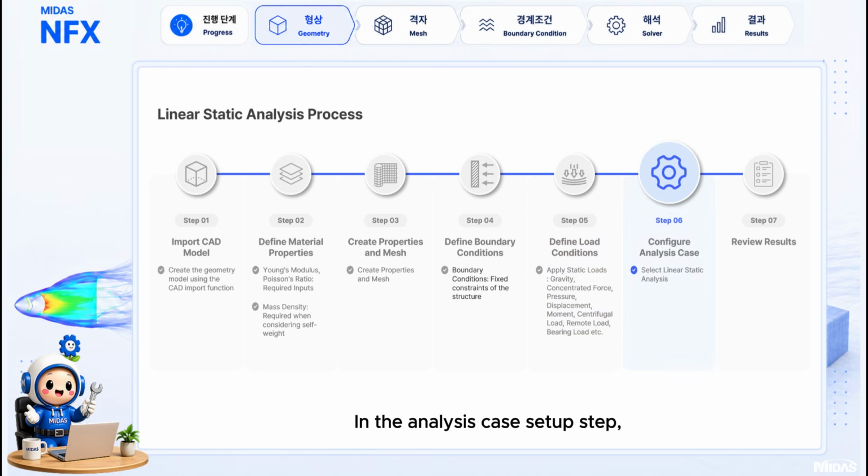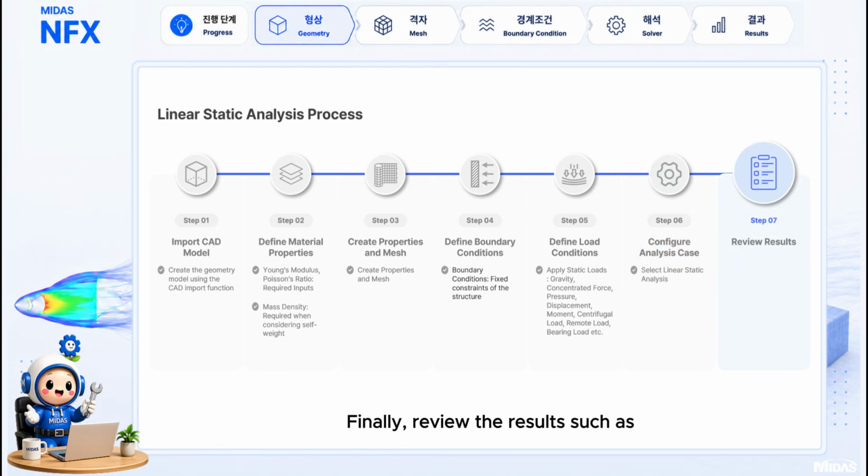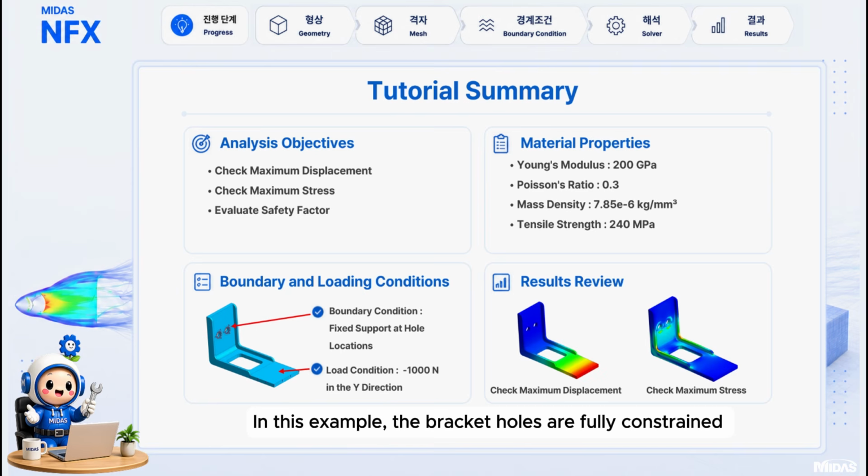In the analysis case setup step, select the type of analysis to perform. In this tutorial, we will use linear static analysis, the most basic structural analysis method. Finally, review the results such as displacement, stress, strain, and safety factor to evaluate the structural behavior. In this example, the bracket holes are fully constrained and a vertical load is applied to evaluate the structure. Before running the analysis, material properties, boundary conditions, and load conditions must be prepared. Now, let's begin the tutorial.